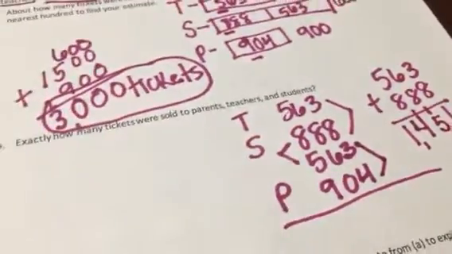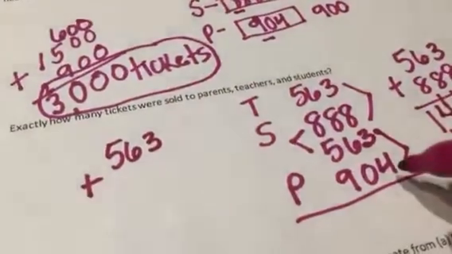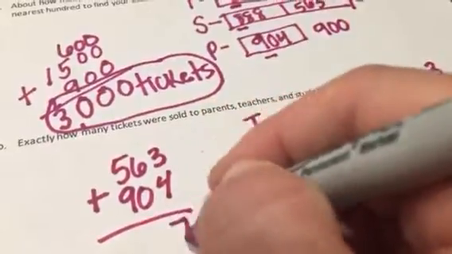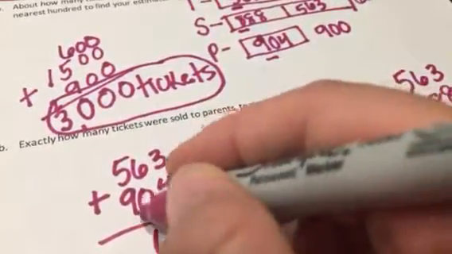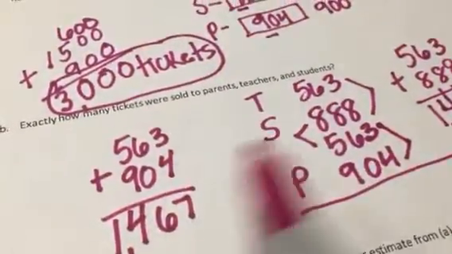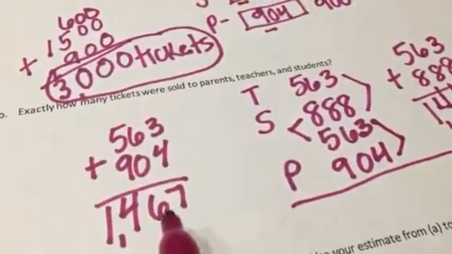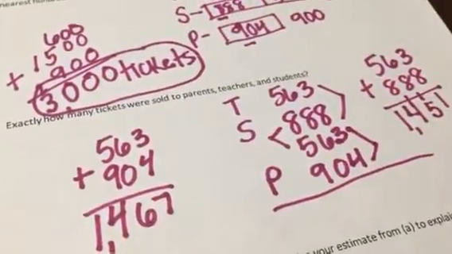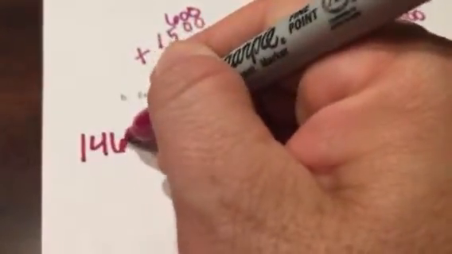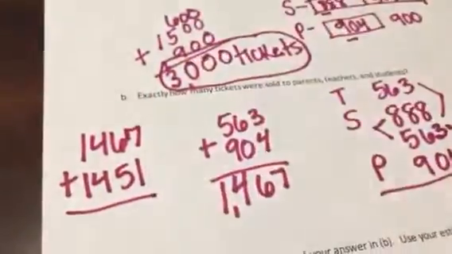Okay? 563 plus 904. 3 plus 4 is 7. 6 and 0 is 6. 9 and 5 is 14. I'm not done yet because now I have to add all those numbers. So I have 1,467 plus 1,451. So a lot of writing over here. 1,467 plus 1,451.